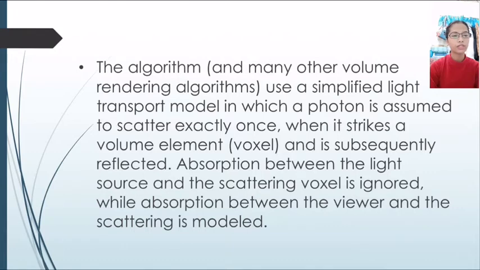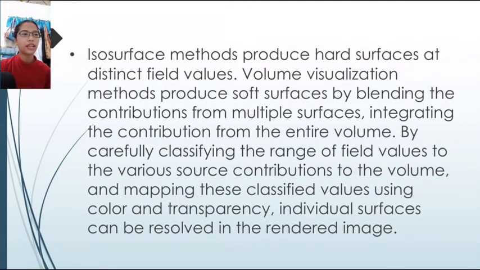Absorption between the light source and the scattering voxel is ignored, while absorption between the viewer and the scattering is modeled. Surface methods produce hard surfaces at distinct field values. Volume visualization methods produce soft surfaces by blending the contributions from multiple surfaces, integrating the contribution from the entire volume. By carefully classifying the range of field values to various source contributions to the volume and mapping these classified values using color and transparency, individual surfaces can be resolved in the rendered image.